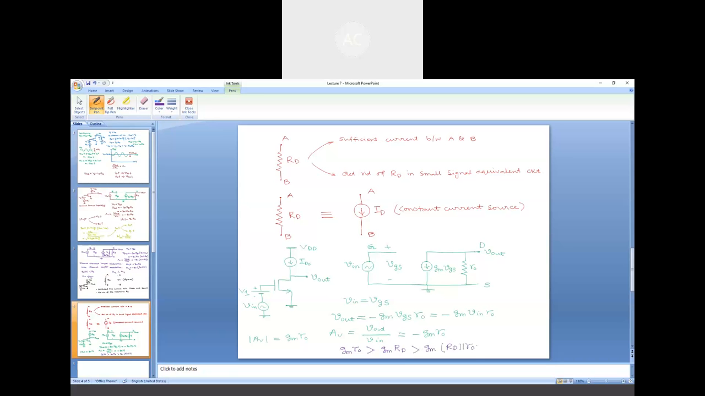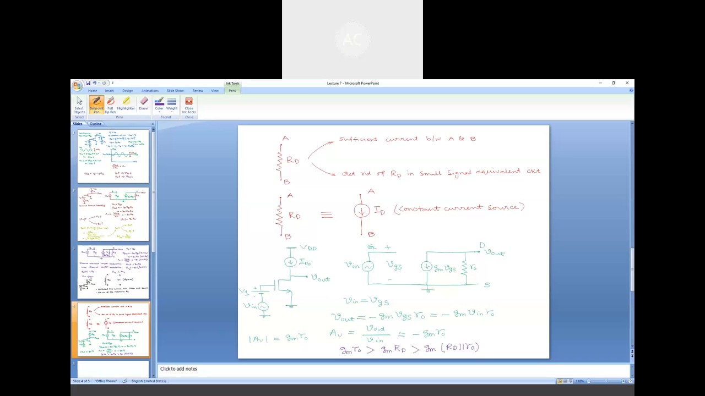So already we have encountered three different expressions for the magnitude of the voltage gain: gm R0, gm Rd, and gm Rd parallel R0. Out of these three, gm R0 is the highest, and that can be obtained if I design the amplifier in such a way that this particular resistance is represented by means of a current source.